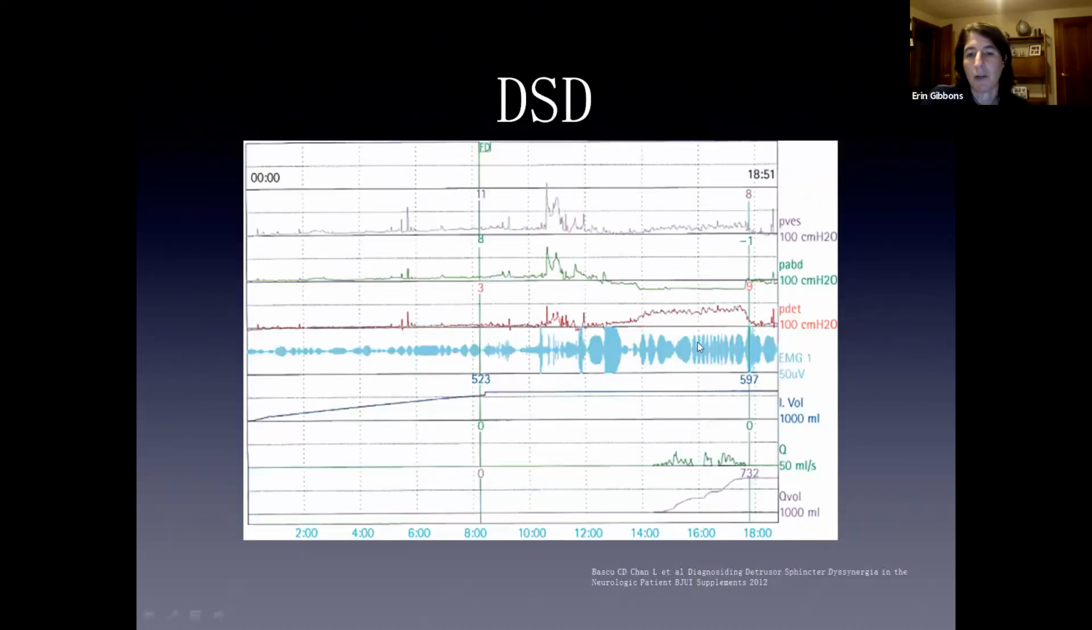I would say it probably wouldn't look as bad as this, but a lot of times what you'll see, and I apologize, I don't have a picture of it, is at the beginning of voiding. So right here, at the beginning, you'll see a lot of activity and then it will quiet down. So maybe the person is having trouble relaxing at the beginning.